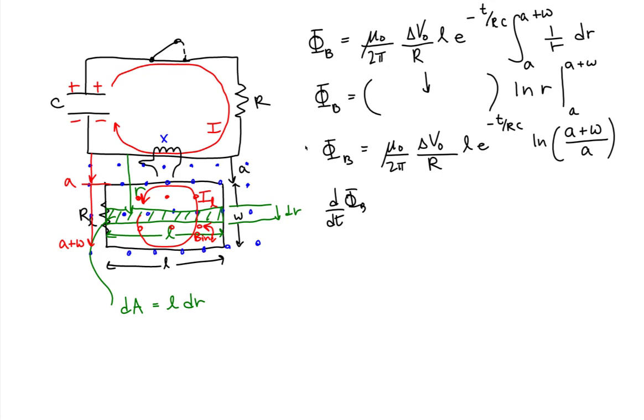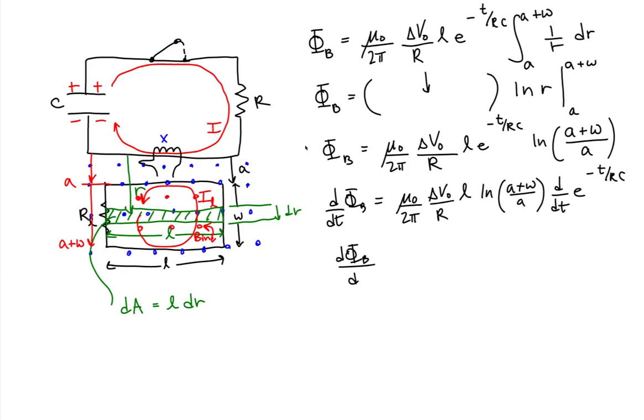So the time derivative of the magnetic flux, well, we have a bunch of terms here, but really all of these terms with respect to time are constant. So let's go ahead and write them outside of the derivative operator. So we have all of these terms, and then we have the time derivative of e to the minus t over RC. When we evaluate this, we just need to take the derivative of that exponential.